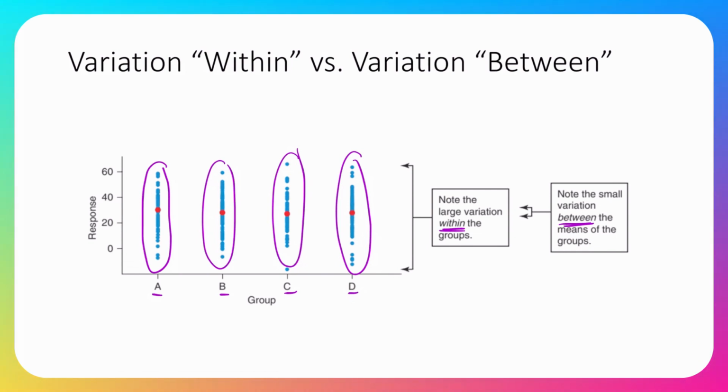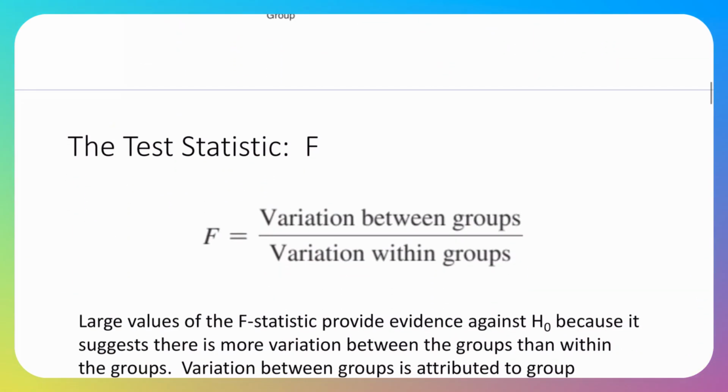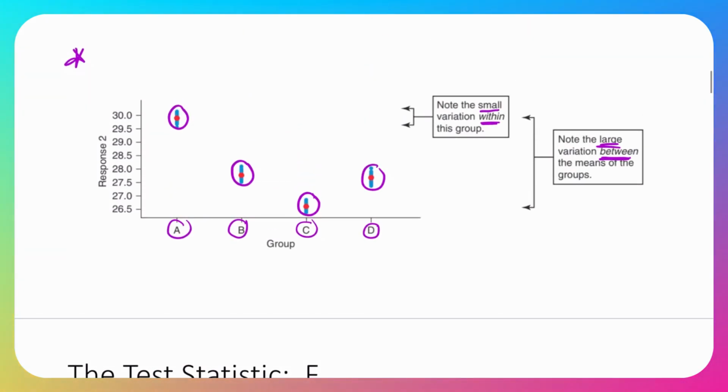And why is that? Because the variation between the groups is small, but the variation within the groups is large. Okay, so how do we put these pictures into a test statistic? Well, the test statistic we use is called F, and it's simply the ratio of the variation between the groups and the variation within the groups. So if you have large values of F, that means there's large variation between the groups compared to the variation within the groups. In other words, you're looking at this picture here. This would give you a large value for F.